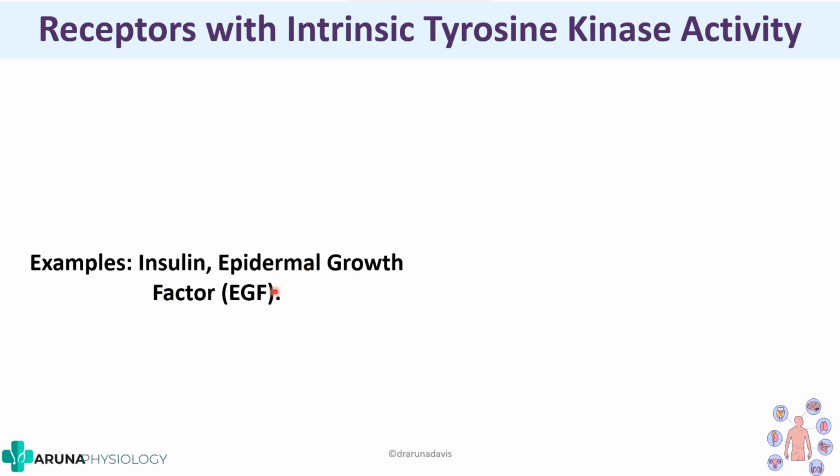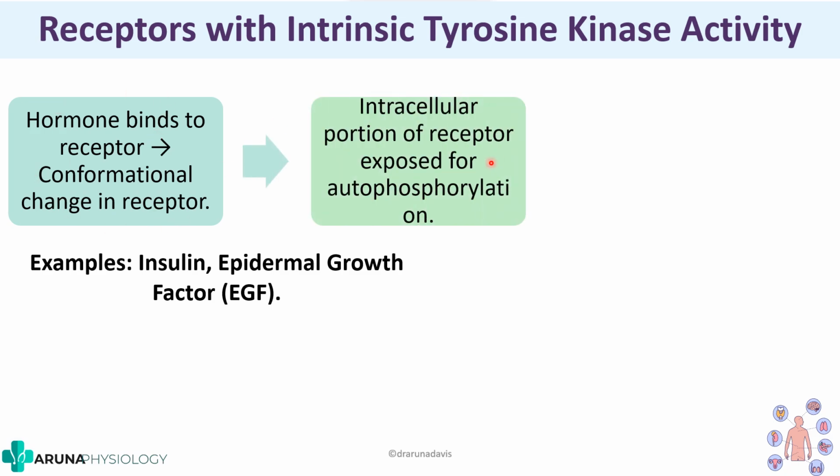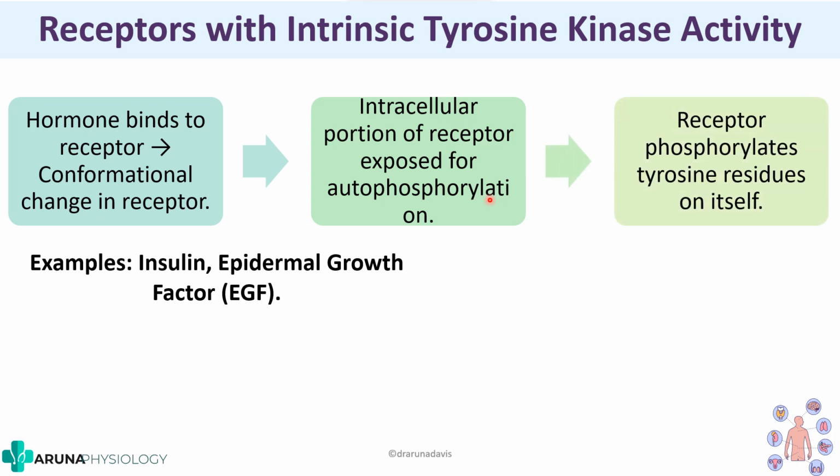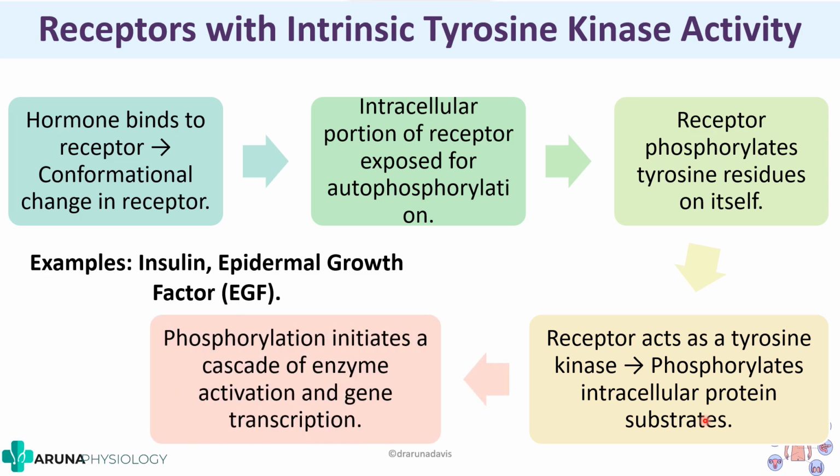I will just summarize the effect once again. So the hormone binds to the receptor, which will cause a conformational change in the receptor. The intracellular portion of the receptor is exposed for autophosphorylation. Thus, the receptor will phosphorylate the tyrosine residues on itself. The receptor acts like a tyrosine kinase and phosphorylates the intracellular protein substrates. This in turn will initiate a cascade of activity leading to enzyme activation and gene transcription, and thus there will be physiological effects. So this is how receptors with intrinsic tyrosine kinase activity work.